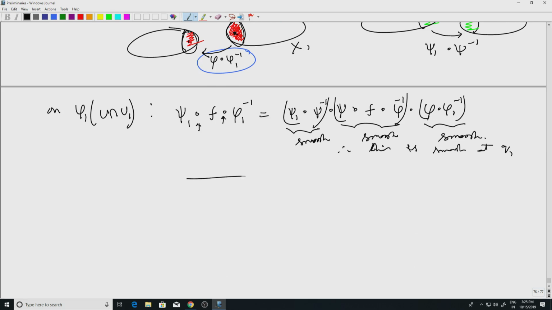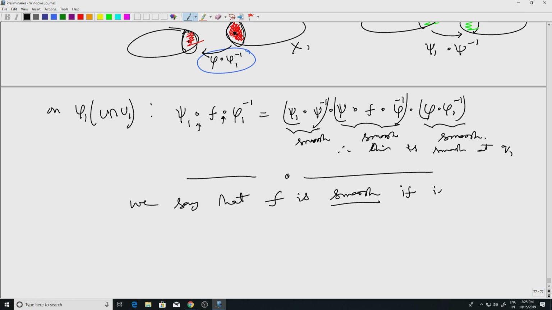Now that we have a notion of smoothness at a point, as usual we say that f is smooth if it is smooth at all points in its domain.